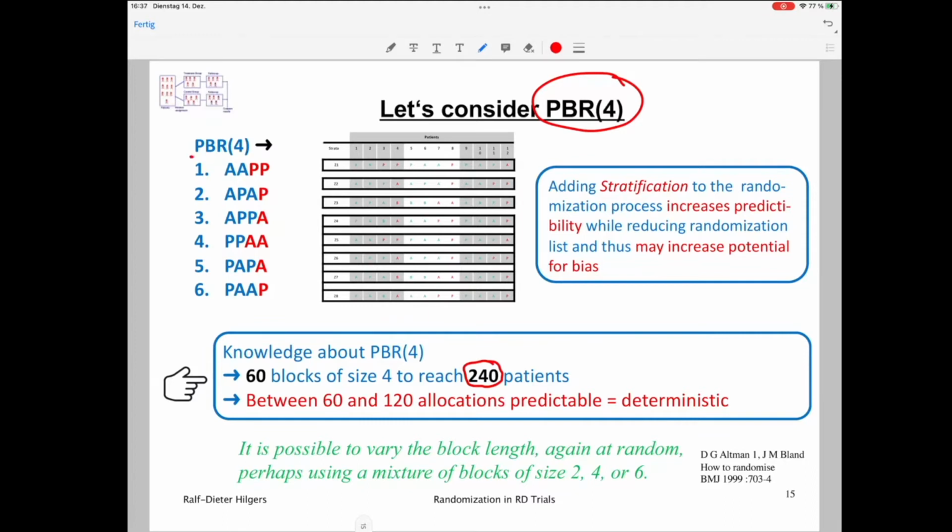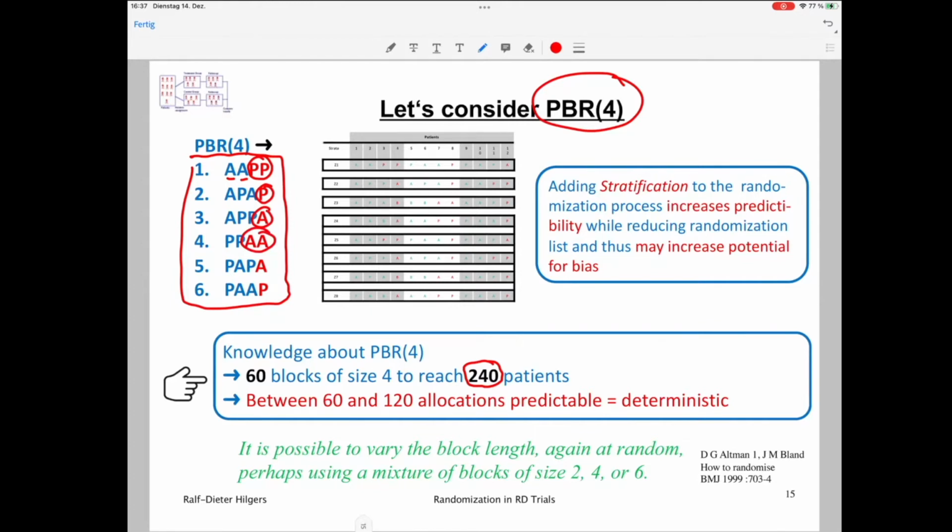In every block, you have one of the 6 potential blocks available, which are depicted here: AA, PP, AP, AP, and so on. And I marked in red the so-called deterministic allocation. Why deterministic? Well, if you know the patients who are already allocated, and you know where you are in a block, and you see that after 2 A patients, there must be 2 P patients. So 2 deterministic allocations.